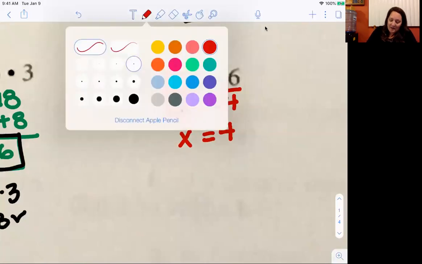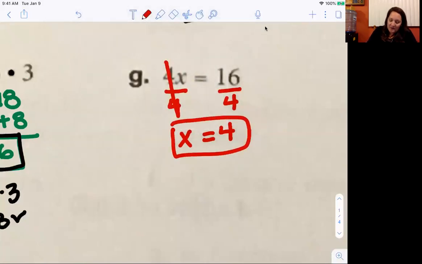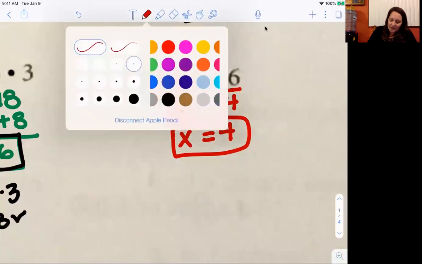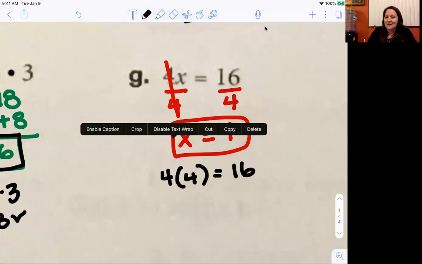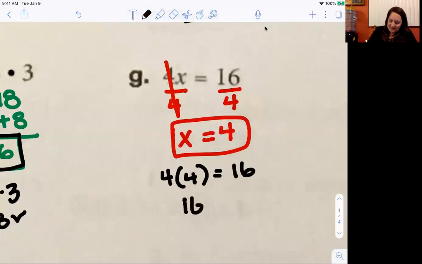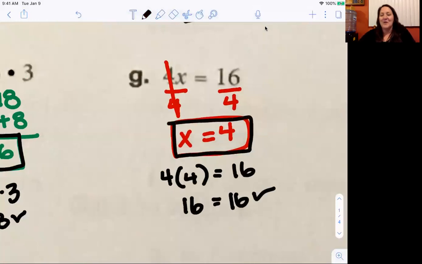Now I can come and plug in my 4 for my x and see if I get the right answer. Let's see. 4 times 4 equals 16. What's 4 times 4? It is 16, so 16 equals 16. We did it, so x does equal 4.